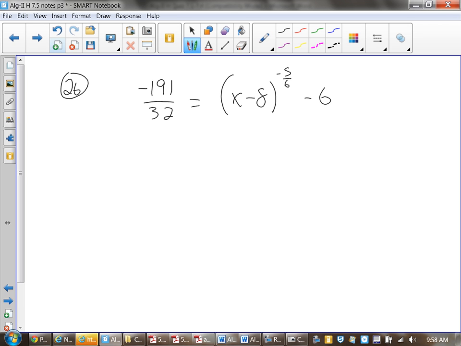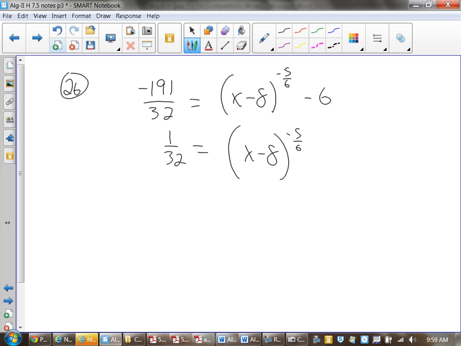But what am I going to do first? Add 6. I'm going to add 6 to start off. So in my calculator, I'm just going to take negative 191 over 32, add 6 to it, and create my fraction again, because it might be helpful. When I add 6 to both sides, I wind up with 1/32 equals x minus 8 to the negative 5/6.